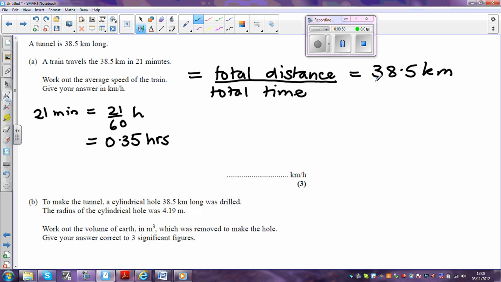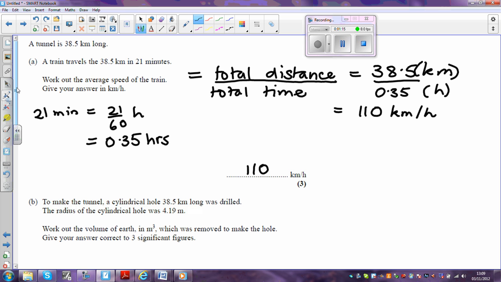Okay, so if we now divide 38.5, which is kilometers, you don't really need the units there, just to help you, by 0.35, and the 0.35 is in hours. Now that gives us, using your calculator, 110. That 110, because you're dividing kilometers by hours, gives us the speed in kilometers per hour, in this case the average speed in kilometers per hour.